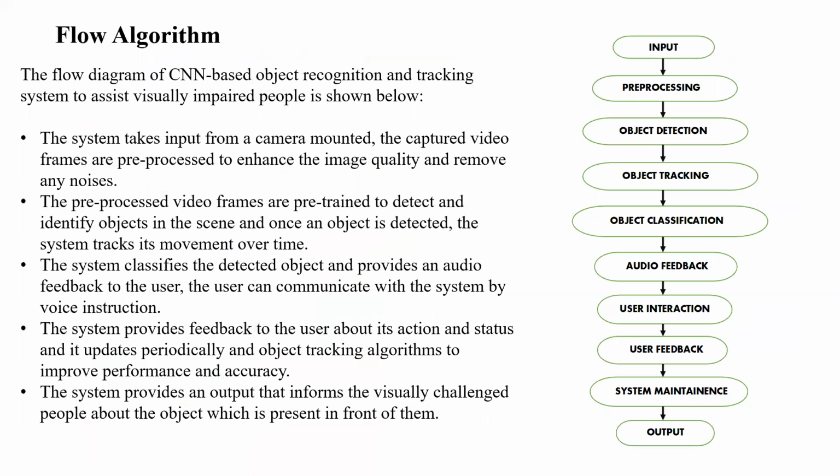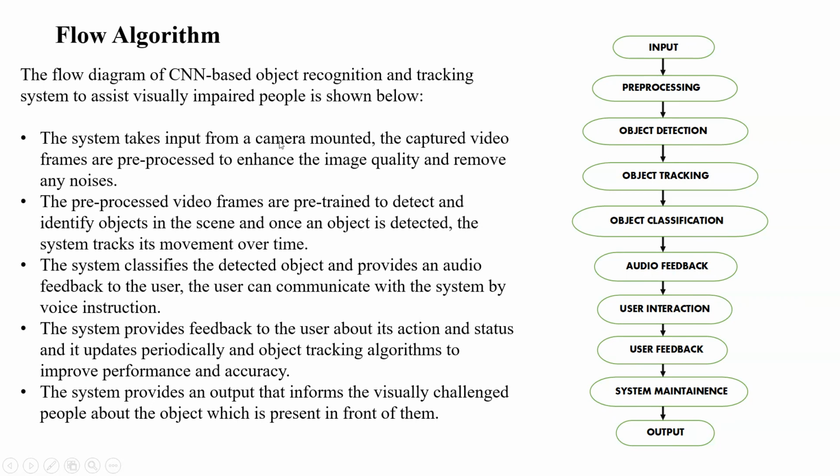Next, we have flow algorithm. The flow diagram of CNN-based object recognition and tracking system to assess the visually impaired people is shown below. First, we have input, pre-processing, object detection, object tracking, object classification, audio feedback, user interaction, user feedback, system maintenance, and at last we have output.